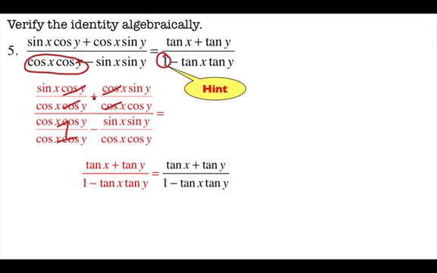Bring down the sign, bring down the plus up here in the numerator. And then this is tangent of x, this is tangent of y. And notice that this equals the right-hand side. So I'm done with number 5. But this is your hint, right here. This gives it away. This guides you what you should be doing, what you should be dividing by. Let's go to number 6.